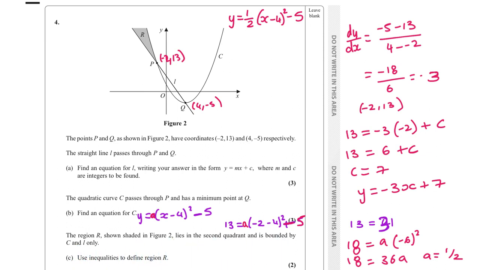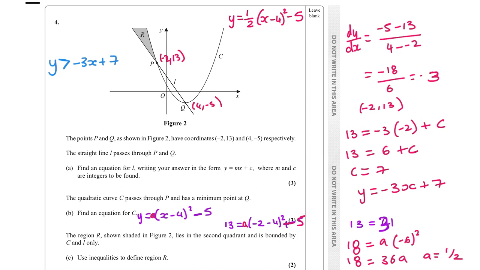Use inequalities. Okay, so first of all, we know that it's above the line because here is my straight line and it's above that. So we know for the first one, once we have our straight line, it's greater than. So y is greater than minus 3x plus 7. That would lead us to shade that region.